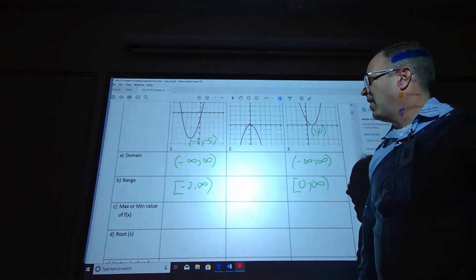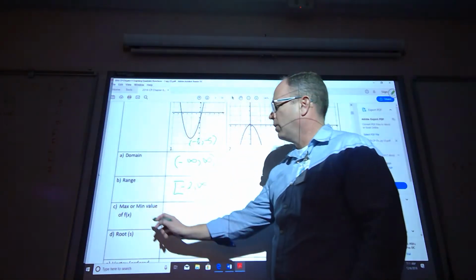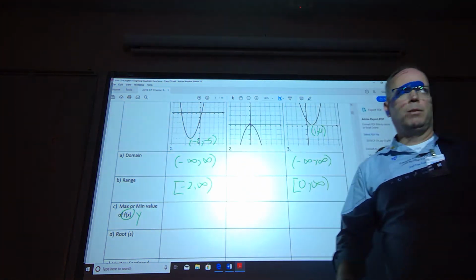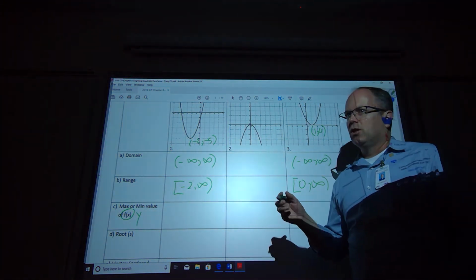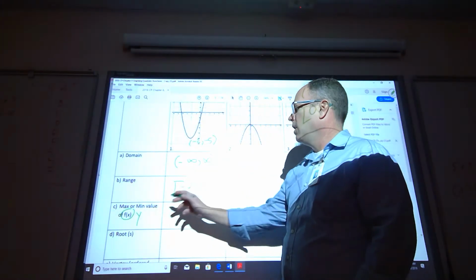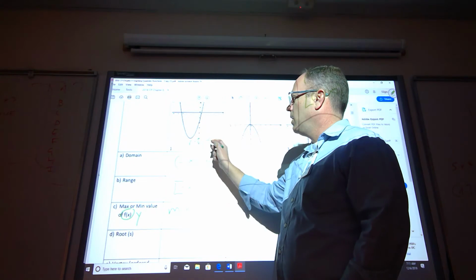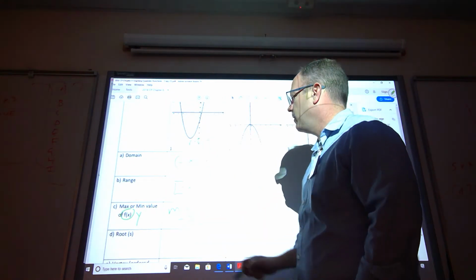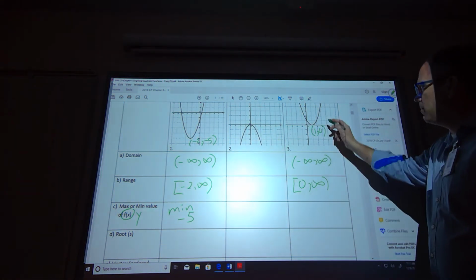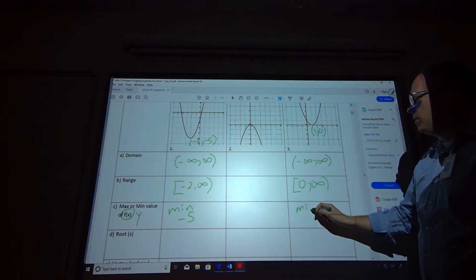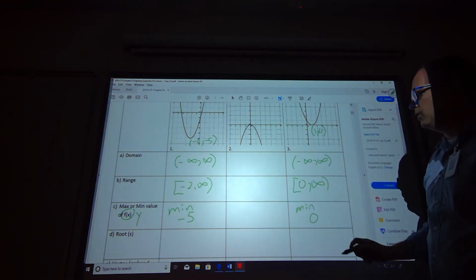Minimum or maximum value of a function of x. So function of x means the same thing as our y component. And with parabolas, it is the y component of our vertex. So we have a minimum value on this one because it opens up. My minimum value is -5. If we go to number 3, my minimum value, the lowest it goes in the y direction, is 0. So we also have a minimum, and our minimum on this one is 0.